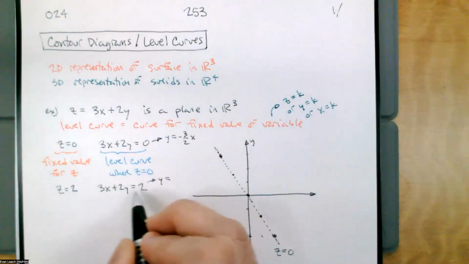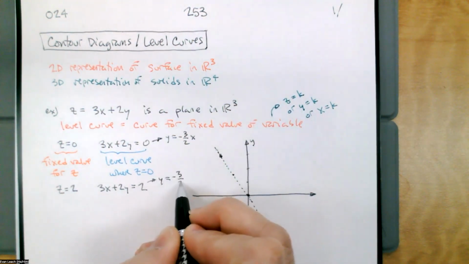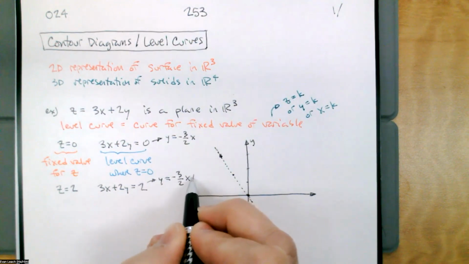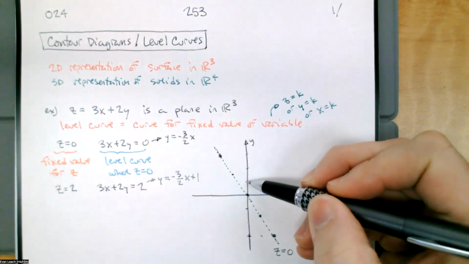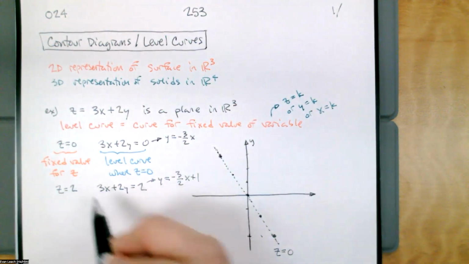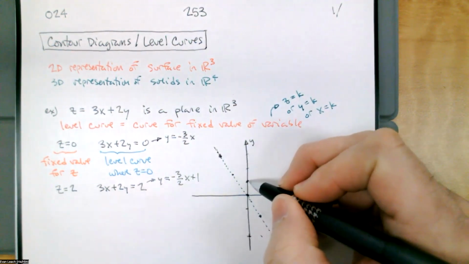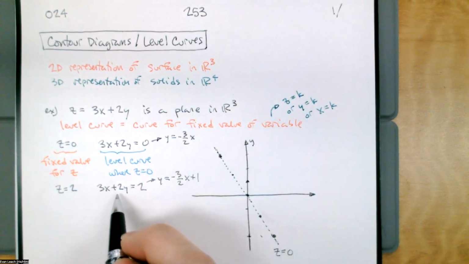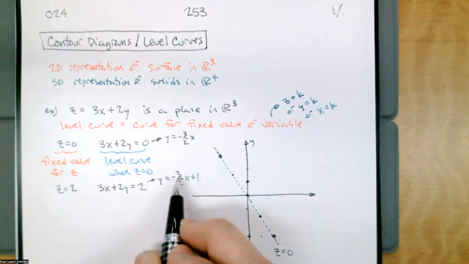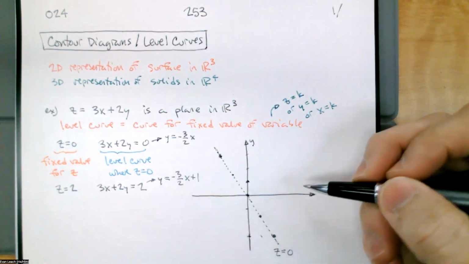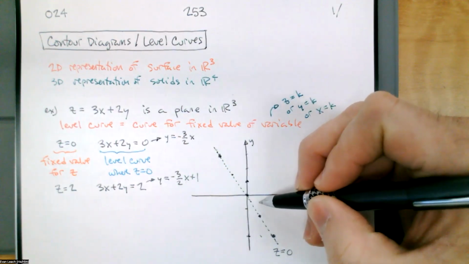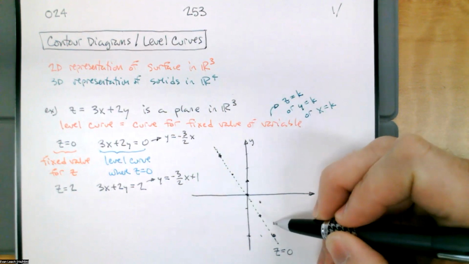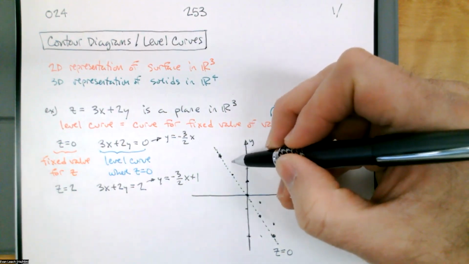y equals negative 3/2 x plus 1. So I'm just going to take this line. That's a 2. Yeah, 3x plus 2y equals 2. So y equals negative 3/2 x plus 1. So here is the contour where z is equal to 2.